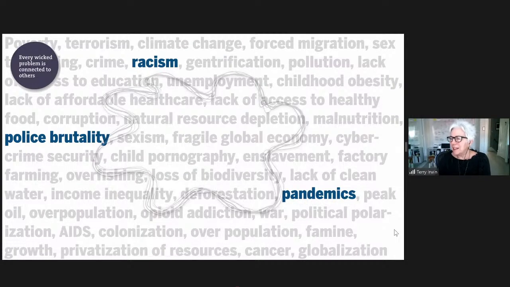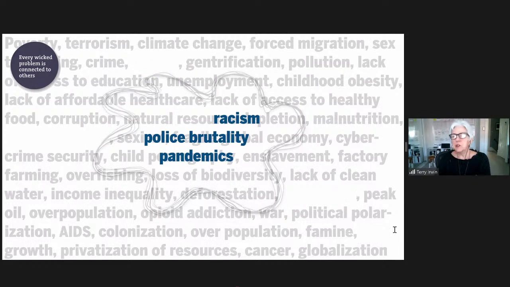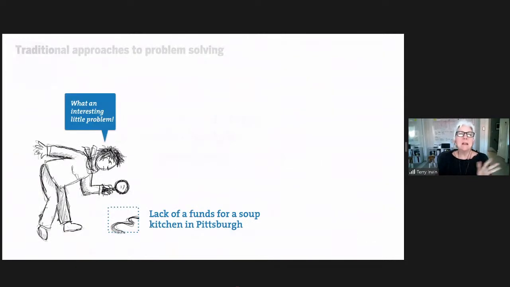These interrelated, interdependent problems form what we call problem clusters, which makes them even more intractable. Transition design argues that wicked problem clusters like this must be framed within radically large spatio-temporal contexts. And yet, most traditional problem-solving approaches do exactly the opposite. They begin this way. Our client or funding organization identifies a clear, manageable problem, like a lack of funding for a soup kitchen here in Pittsburgh.